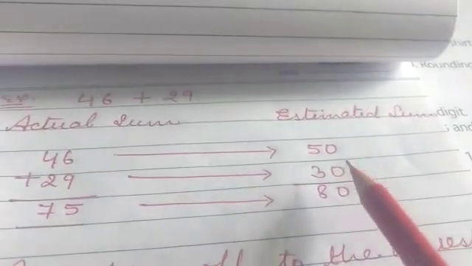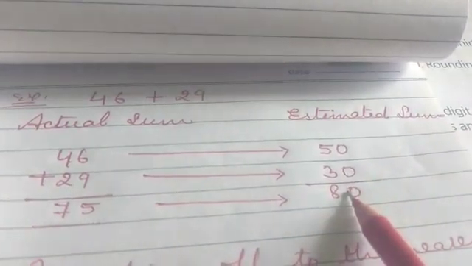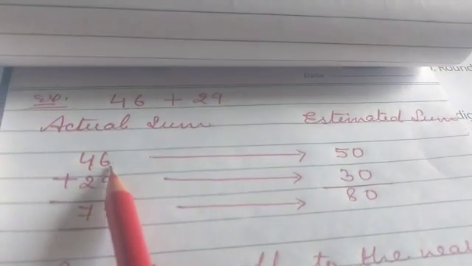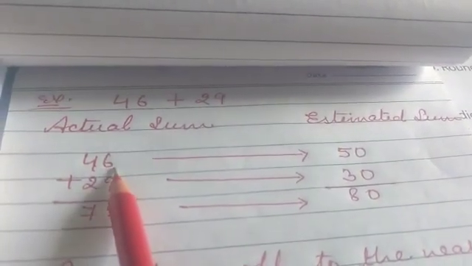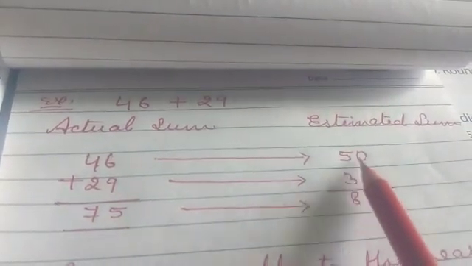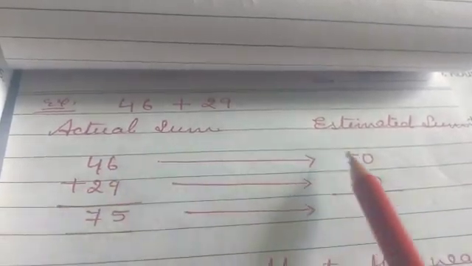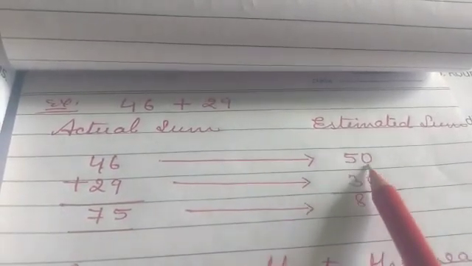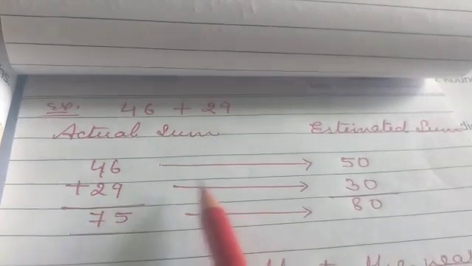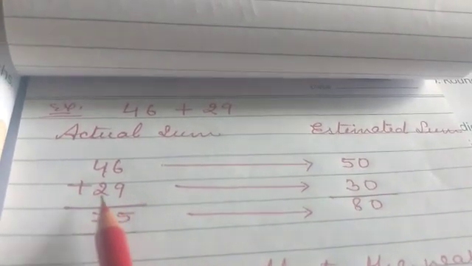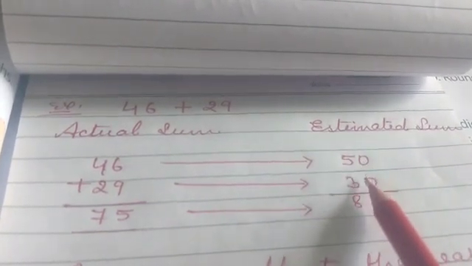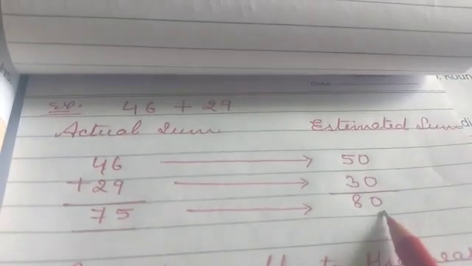Now what about the estimated sum? As we are doing the estimation to the nearest tens, we have to see the ones digit, whether it is smaller than 5 or greater than 5. If it is greater than 5, we need to put 0 in the ones place, and in the tens place we have to add 1. So, it has become 5. So altogether 50. Again, since 9 is greater than 5, we have written 0, and 1 we have added to the tens place, that is 2 plus 1 gives 3. So altogether if we add, it becomes 80.